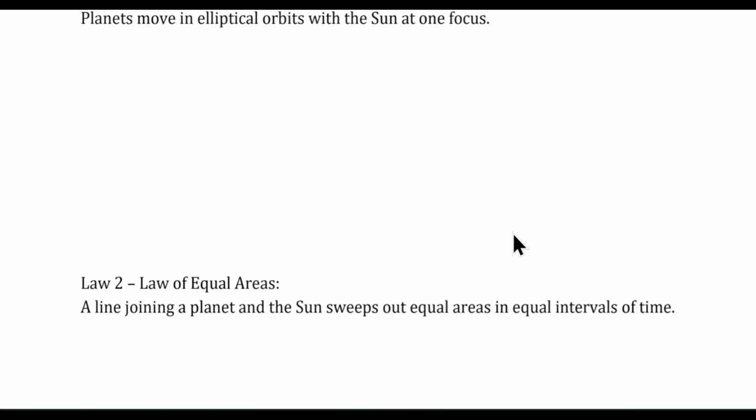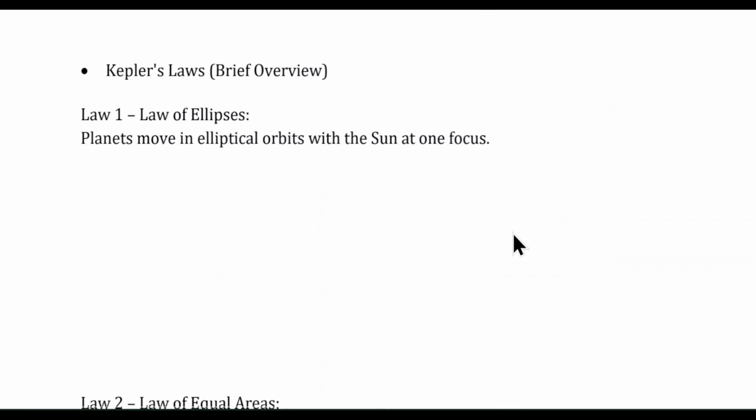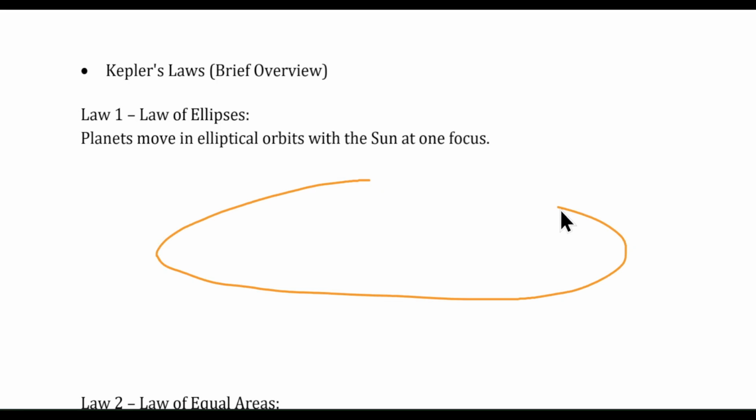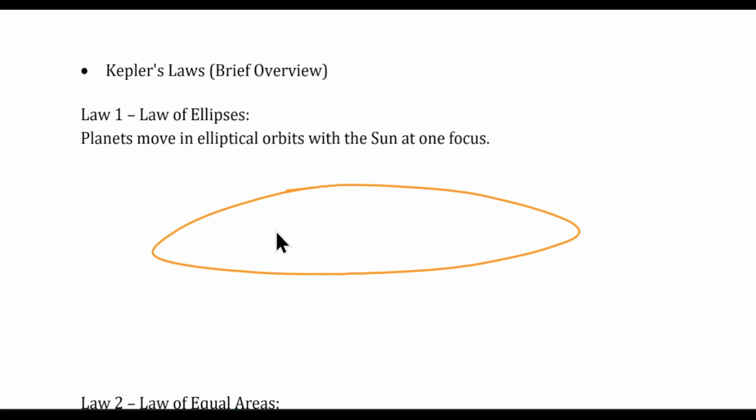Right, Kepler's law. Now, there are three laws of Kepler. One says the law of ellipse, which means that the planets revolve around the sun in an elliptical orbit, and the sun is at one of the foci. There are two foci of an ellipse, but the sun is at one of them, and the planets move around in an elliptical orbit.